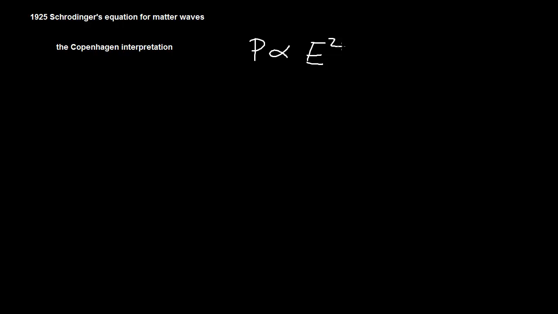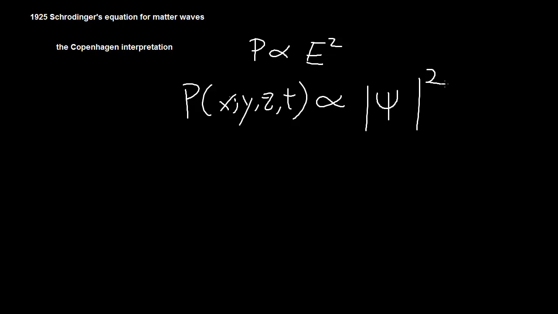Similarly, the probability of detecting a certain particle at x, y, z at that time is directly proportional to the magnitude of the wave function squared. Of course, this also depends on x, y, z and time. Now, I put these absolute value signs there because once the math works out, it turns out that this wave function is inherently complex, so we have to do the wave function times its complex conjugate.